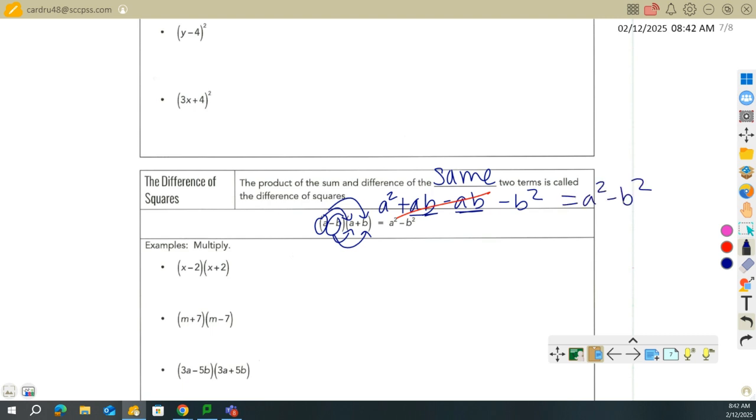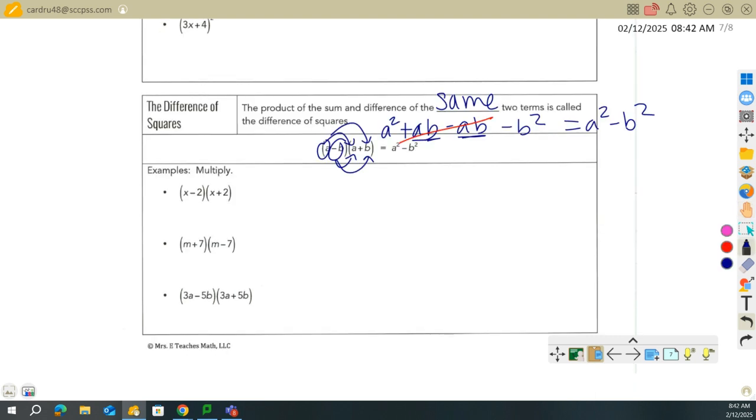This is something that's going to come up again and again, and it's super important to be able to see it and realize it, because it's a quick thing we can do with factoring and with multiplying.